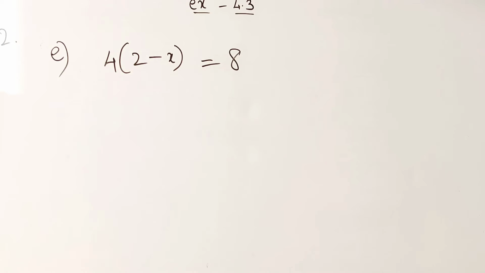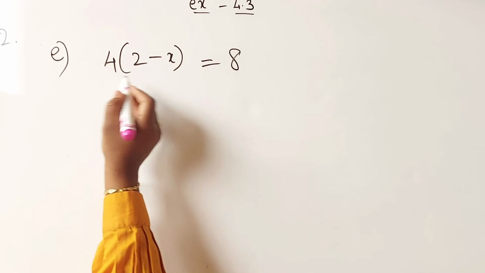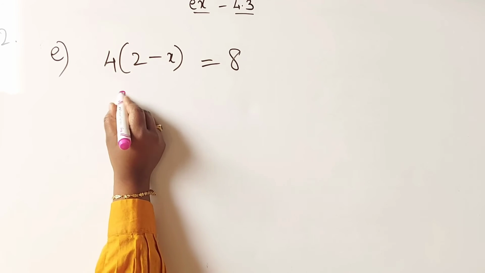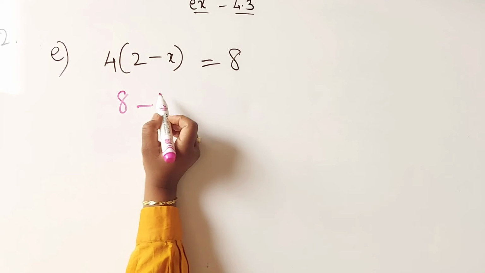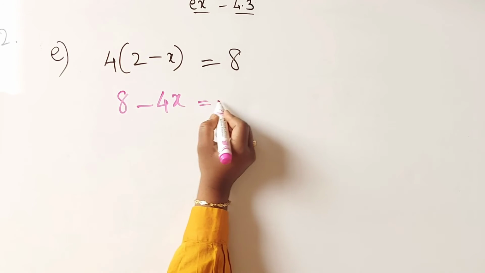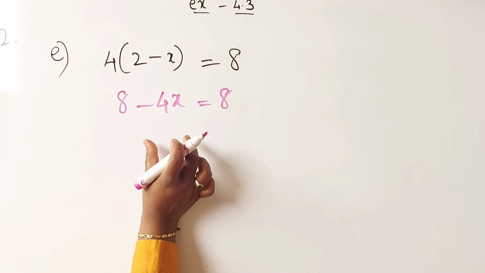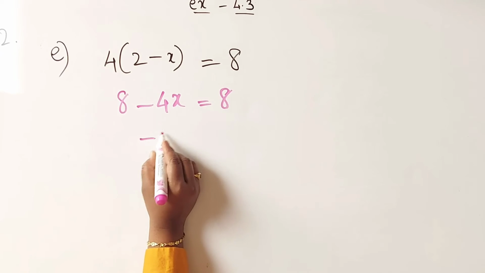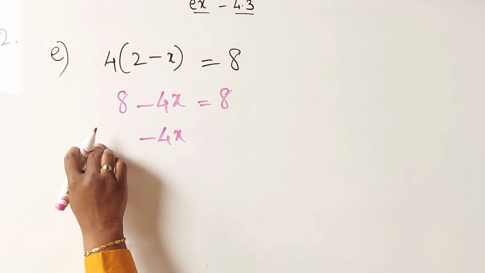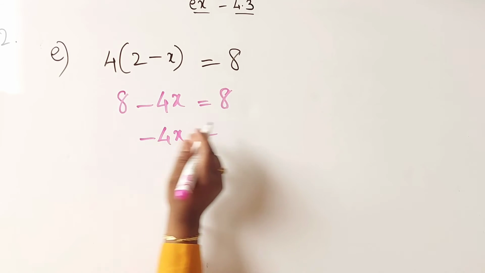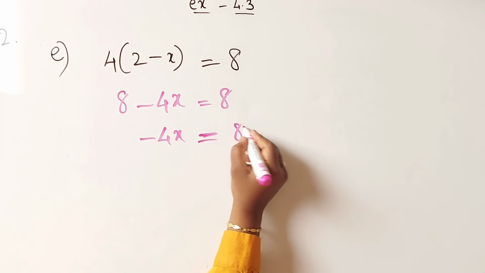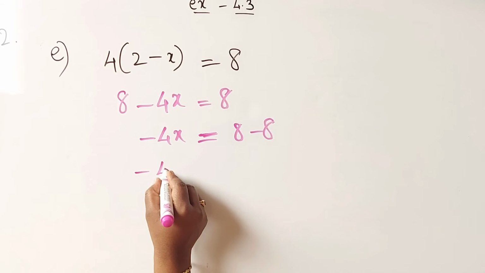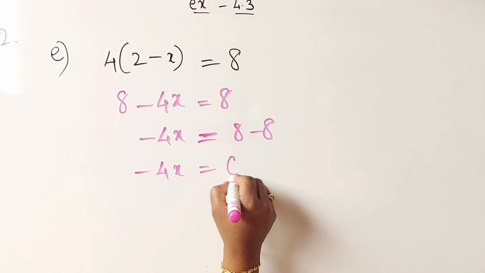Question E, 4 of 2 minus x equal to 8. Here multiply with 4 first. 4 2s are 8, minus 4x, equal to 8. Now we want the x value, children. So keep minus 4x here and send this 8 to the right hand side. It will be minus 8. Right? Minus 4x equal to 8 minus 8, which is 0.